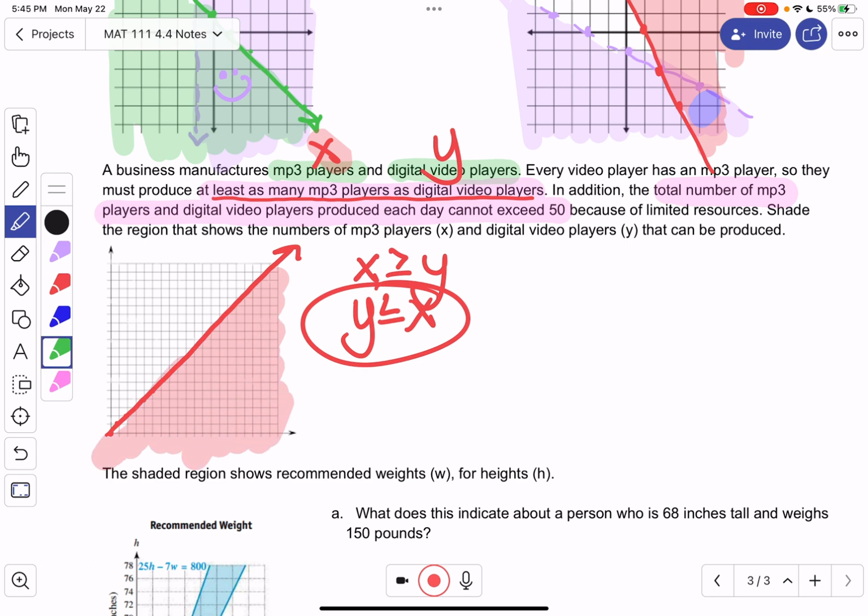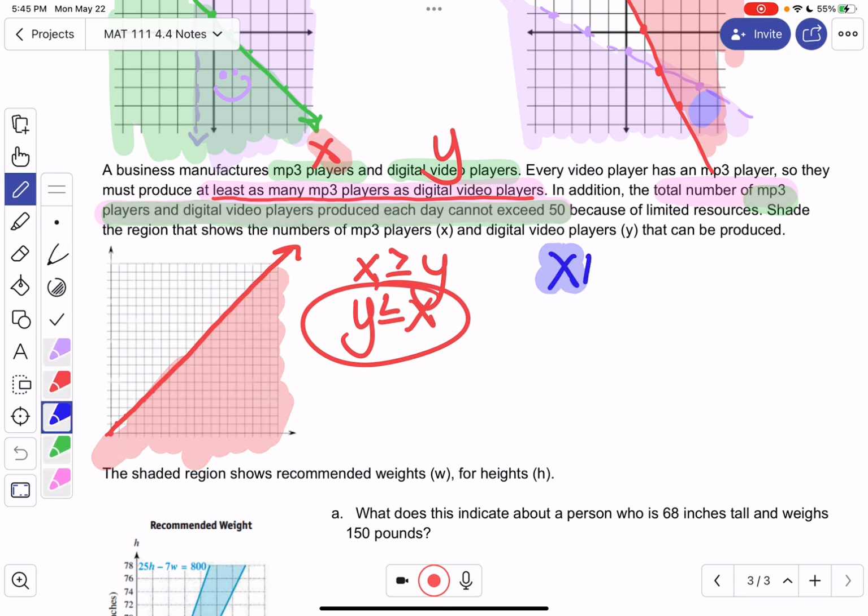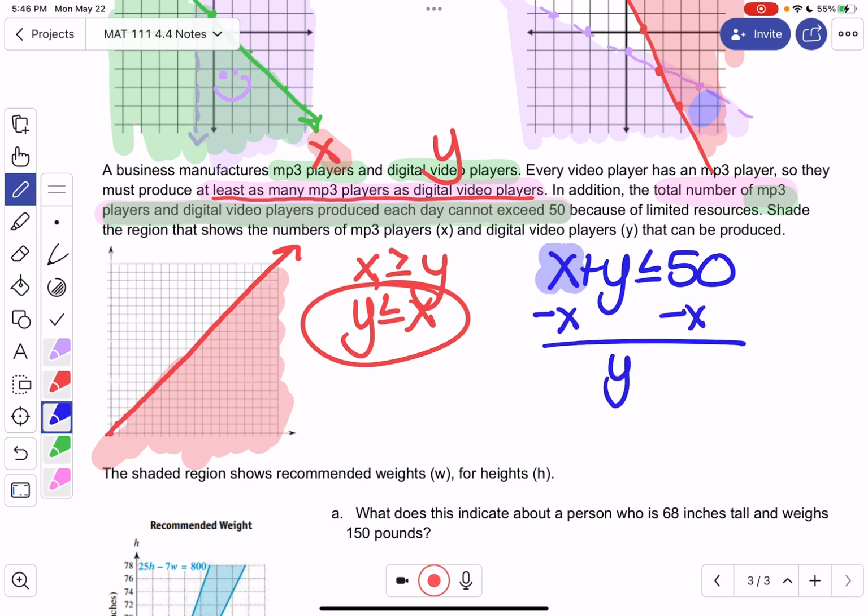Now let's do the second one. MP3 players and digital video players cannot exceed 50. So if we add them up, they have to be less than or equal to 50. So I'm going to subtract X from both sides, and we get 50 minus X.